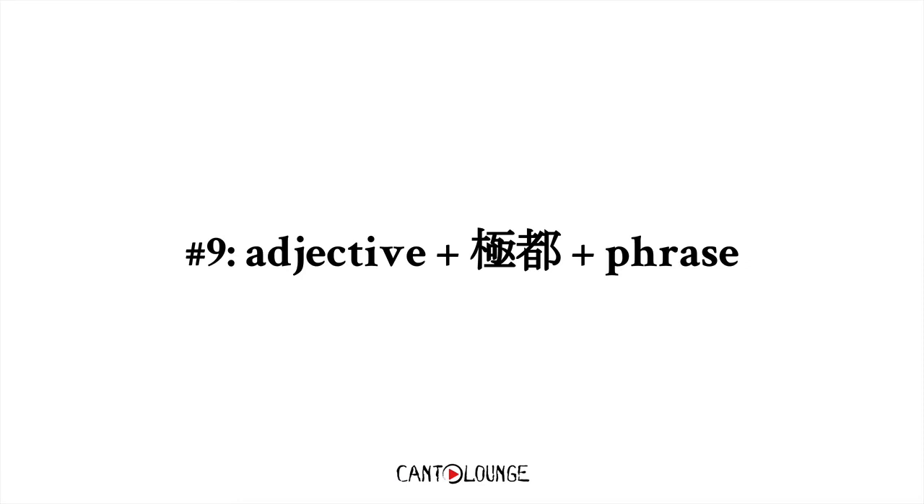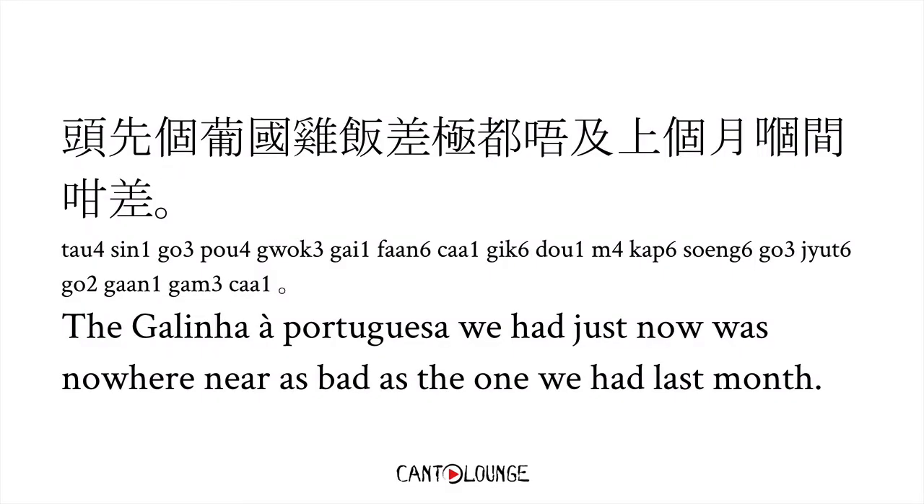Anyway, reverting back to the subject, pattern number 9, we have adjective plus 極都 plus phrase. This is slightly more advanced, but just bear with me for now, and it'll all make sense. This also doesn't translate very well to English. It's not really a fixed structure per se, but we'll see how that works. So for example, you might hear it in Cantonese: 頭先個葡國雞飯差極都唔及上個月嗰間咁差. So slightly more complex, so let's break this down.